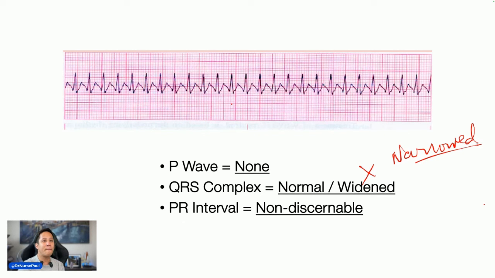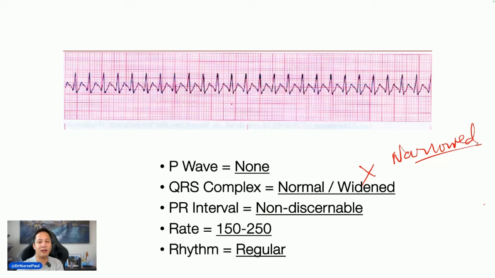It should be narrowed. PR interval, do you see PR? If you don't have a P, you don't have a PR. Agree? You don't have a P, you don't have a PR, right? Guys, the rate, did anyone count it? I'm not going to count it. All I know when I look at this is it's too fast. Too fast, too fast, too furious, right? The rhythm, is it regular? Anyone, please? Regular, yes or no?